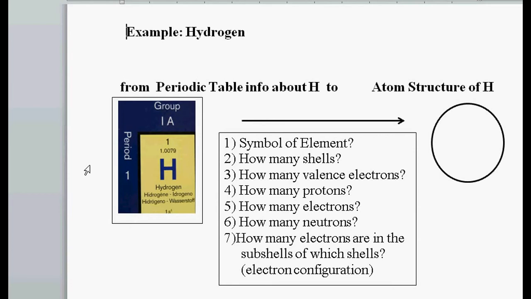From this information, which you see here on the screen, you can answer the following questions, like: what is the symbol of the element? How many shells does the atom have? How many valence electrons? How many protons? How many electrons? How many neutrons? How many electrons are in the subshells of which shells, which is called the electron configuration. After you have answered all these 7 questions, you will be able to draw the atom for hydrogen.